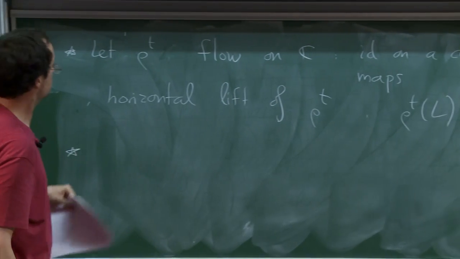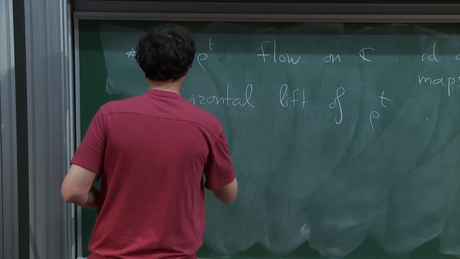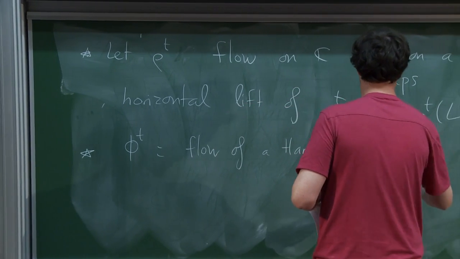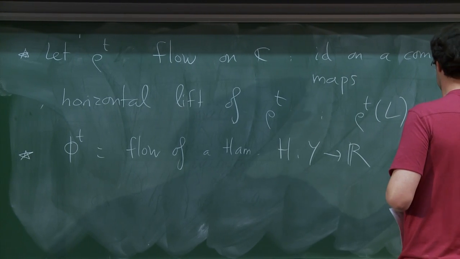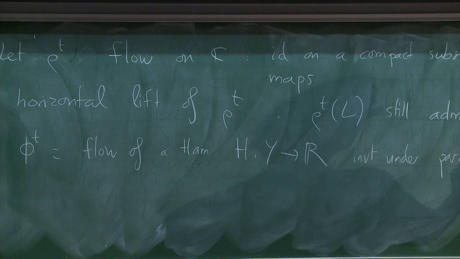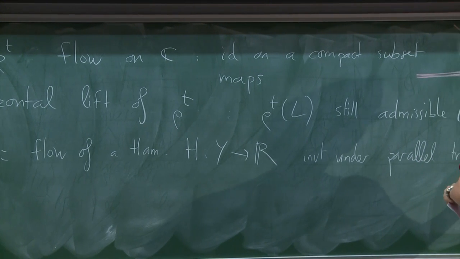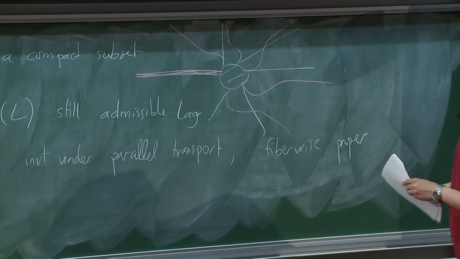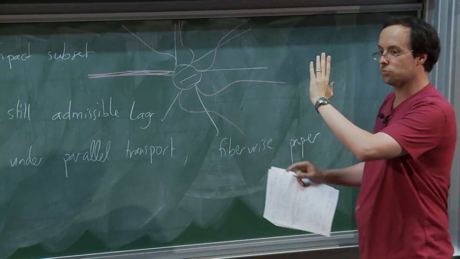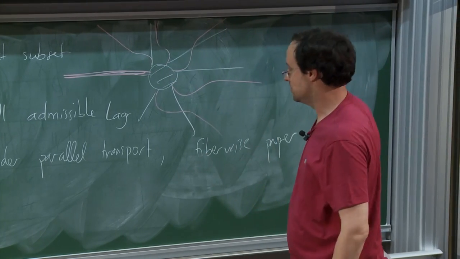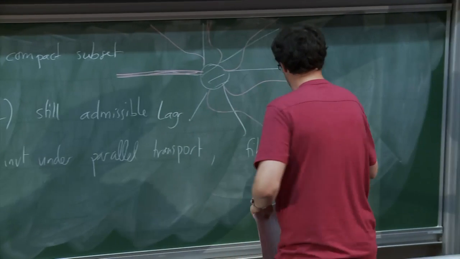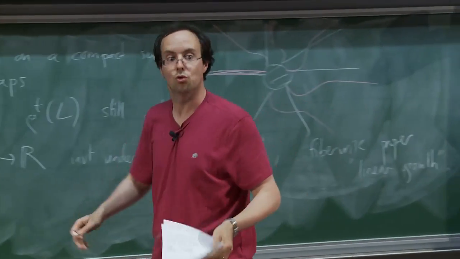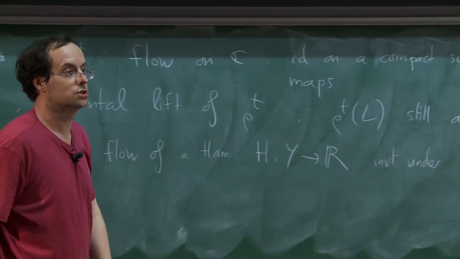And then there's something else I can do, which is I can define phi t to be the flow of a Hamiltonian on the total space, which is invariant under parallel transport and fiber-wise proper. So what this will do is it will preserve all the fibers, but within each fiber, it's going to rotate things at infinity. And what I want to say is I want this guy to have linear growth in a certain sense. So for those of you who already know wrapped Floer theory, this is the linear growth kind of Hamiltonians in wrapped Floer theory.